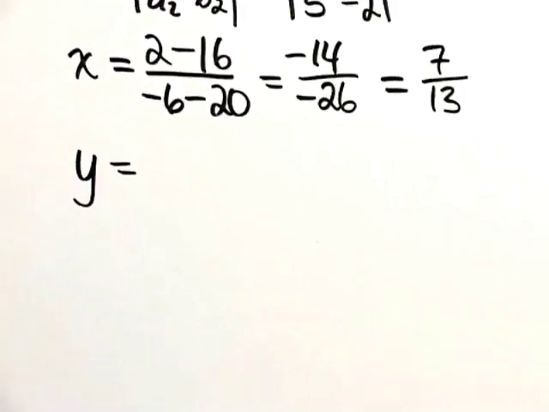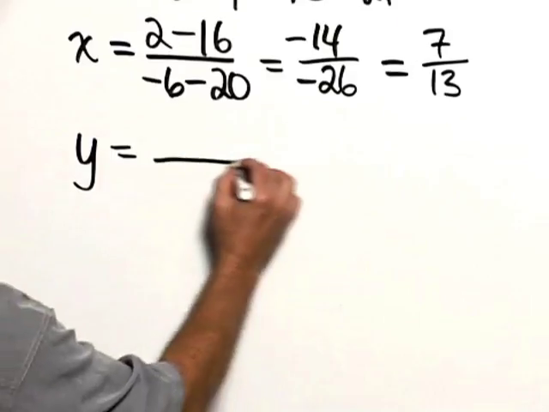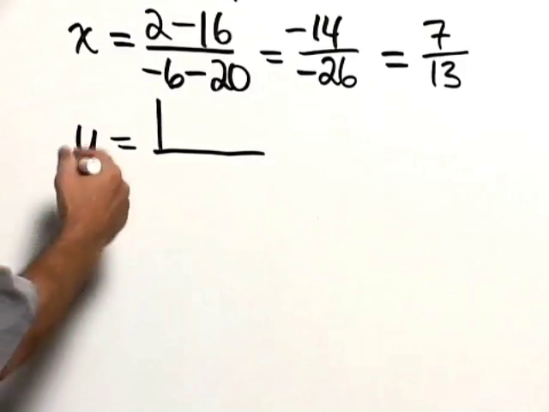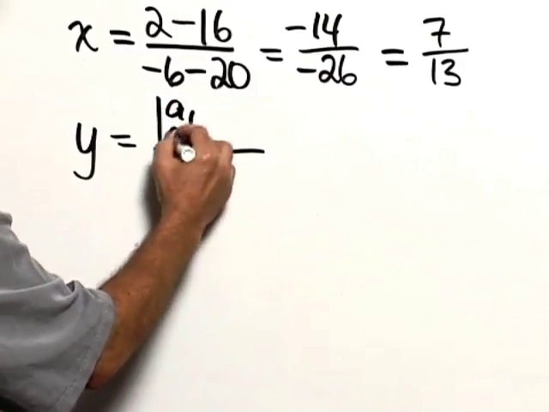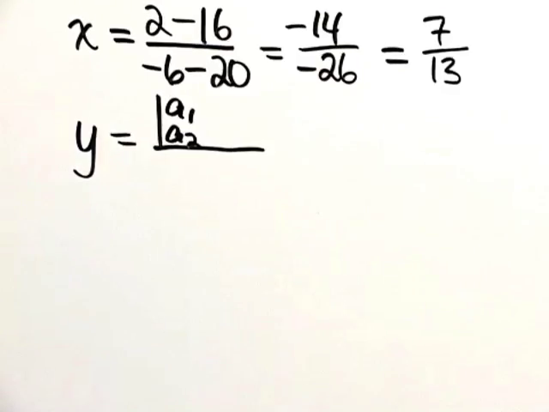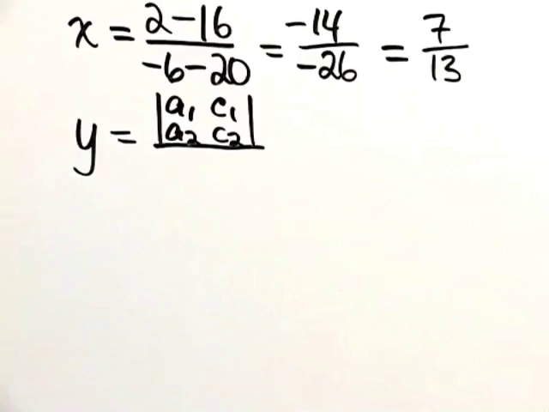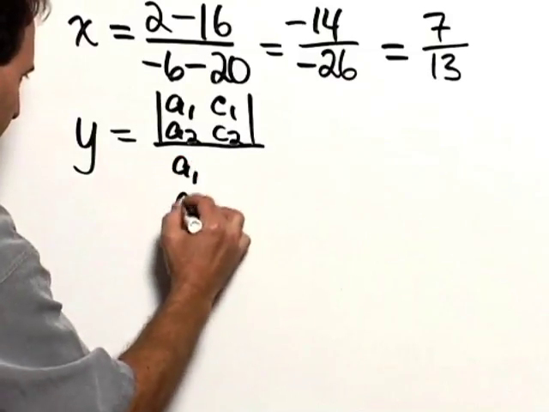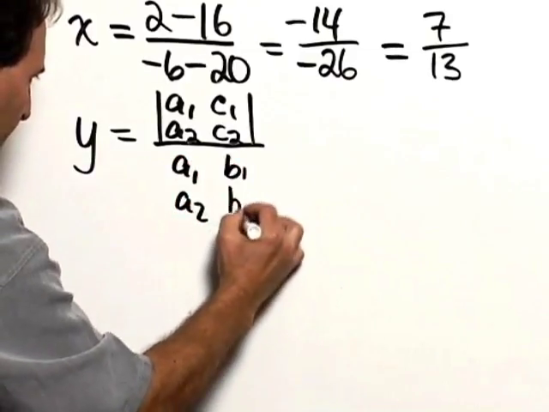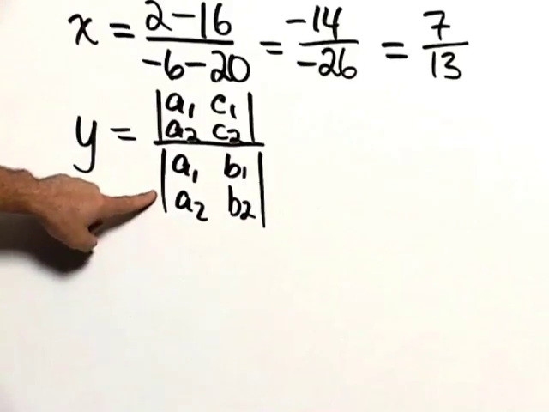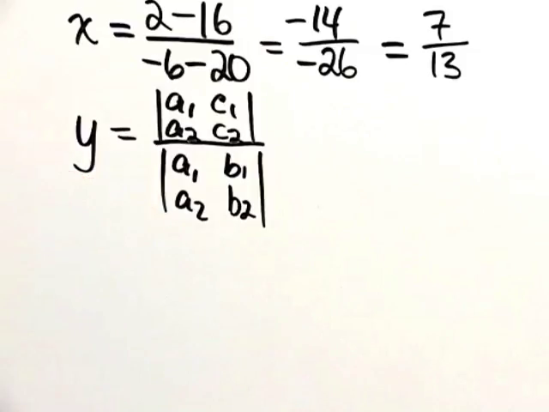value of y. Y is equal to the determinant of the coefficients of x, so a1, a2, then the constants c1, c2, and that is divided by the determinant of the coefficients, so that's a1, a2, b1, b2. Now, this determinant here is the same as the denominator that we found for the value of x. Let's substitute our numbers in.